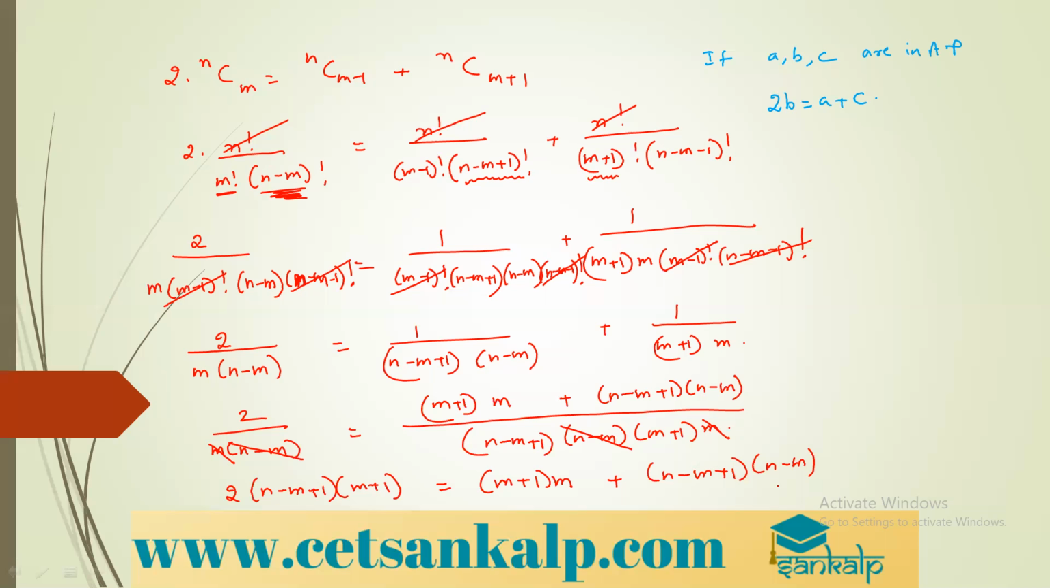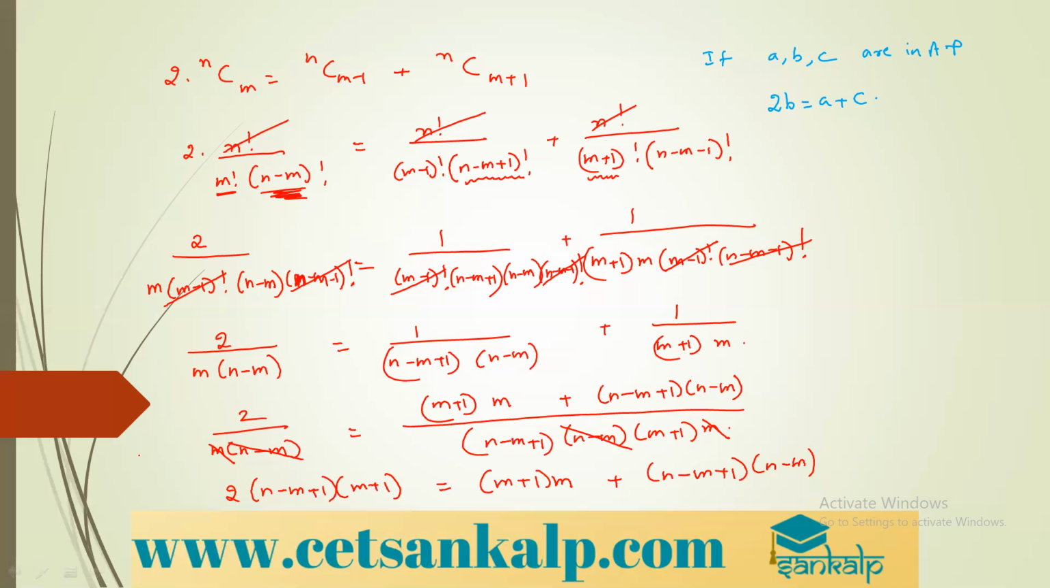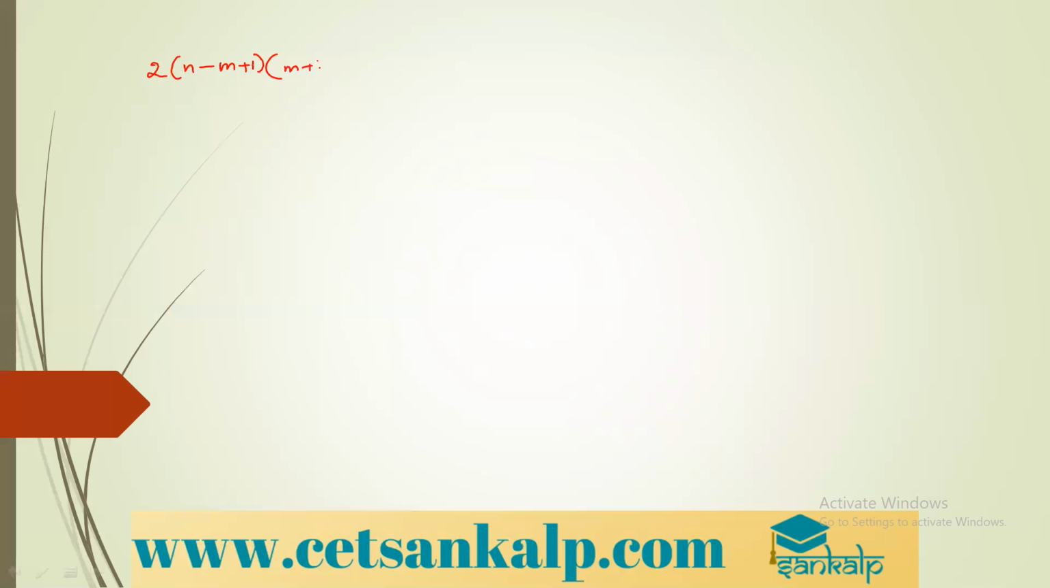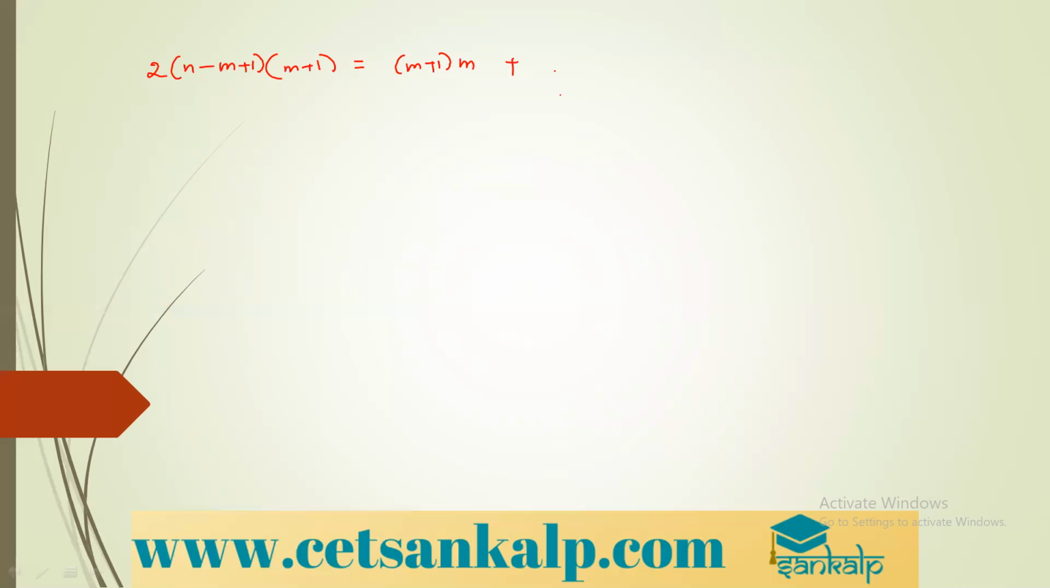This is what I have, which I have to expand. No other option. I have to expand this and say which option will be equal. So I have to multiply this. I will write it on the next page. 2 into (n minus m plus 1) into (m plus 1) equal to, on the right side, I have (m plus 1) into m plus (n minus m plus 1) into (n minus m).